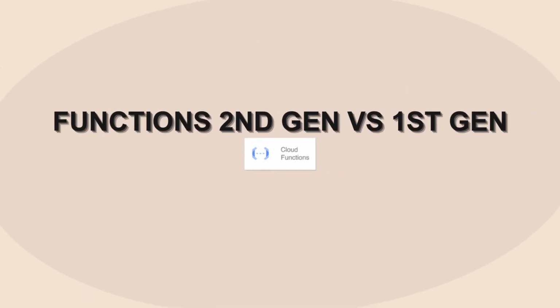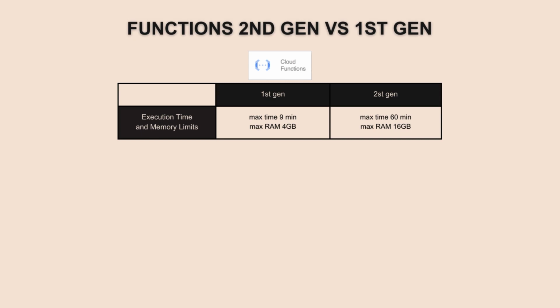Cloud Functions has evolved significantly from the first to the second generation, each bringing distinct capabilities. Let's compare them. Execution time and memory limits. The first generation offers execution times up to 9 minutes with memory up to 2 GB, which suits shorter, less demanding tasks. In contrast, the second generation extends this limit to 60 minutes and increases available memory up to 16 GB, supporting more extensive, resource-intensive applications and long-running processes.